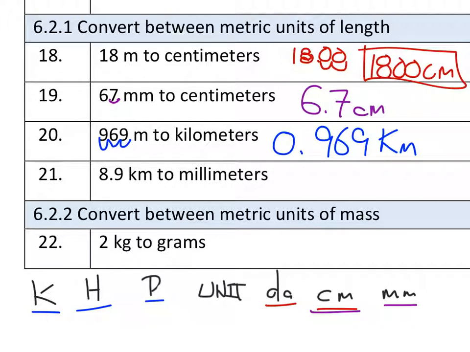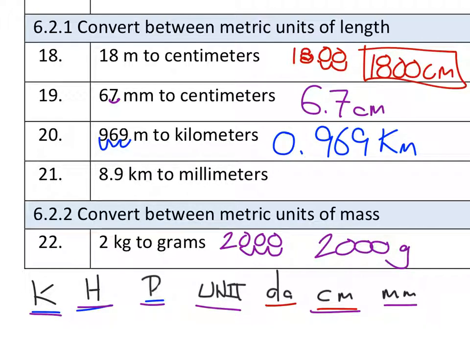22, 2 kilograms to grams. Now kilos, again, the gram is the basic unit, so it's 3 spots to the right. So we got 2. This decimal will move 3 spots to the right, and we end up with 2,000 grams.